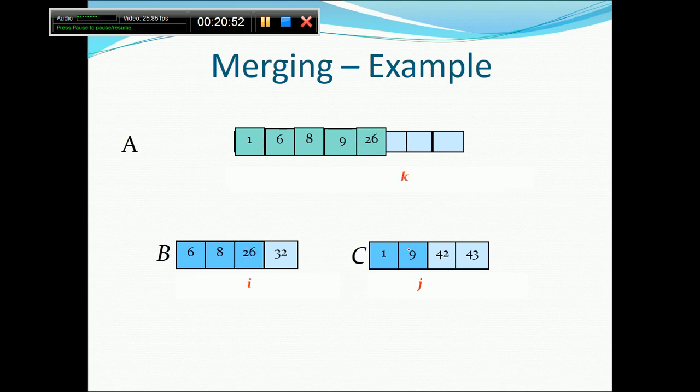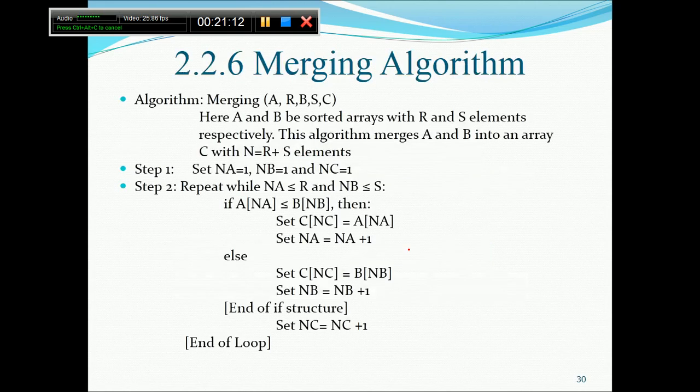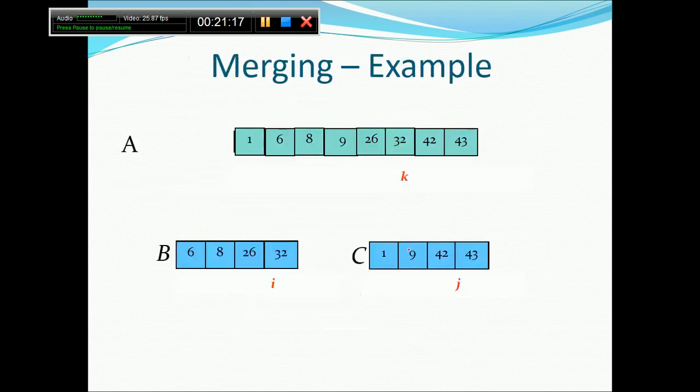So 32 and 42, which is smaller? 32. 32 will be copied. Once an array has been exhausted, see, the B array has been exhausted, all the elements have been copied to A. Then the C array elements will be copied directly without any comparison. This is called a merge. Okay. Now we'll see an algorithm also. The time complexity here would be order of n in the worst case.